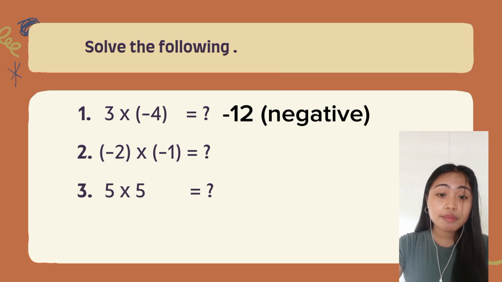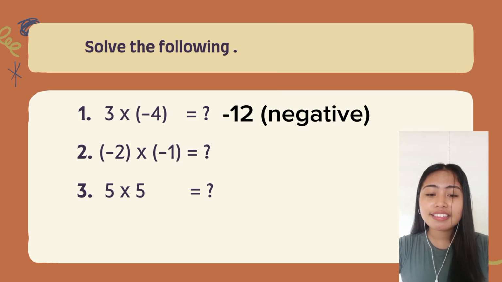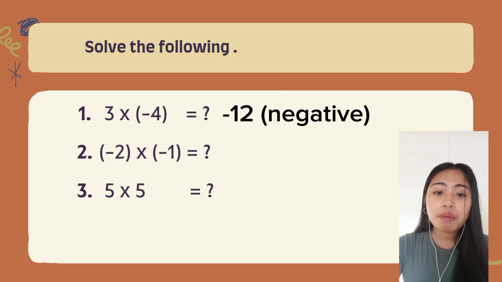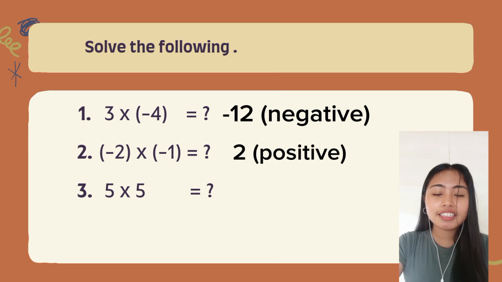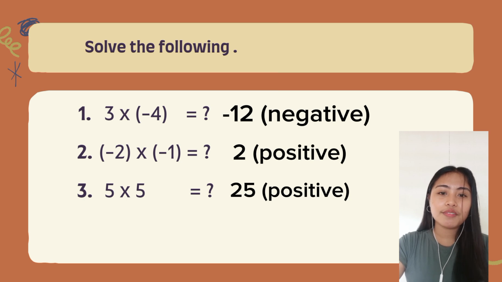Next, negative 2 times negative 1 is equal to, it looks like the majority are waving their hands. Now let's see. It's a positive 2. Very good. For the last item, 5 times 5 is equal to positive 25. Well done to those who waved their hands.